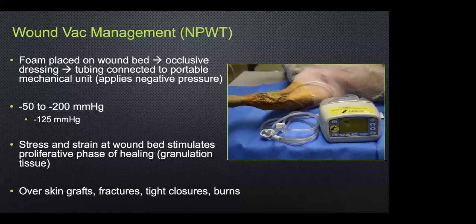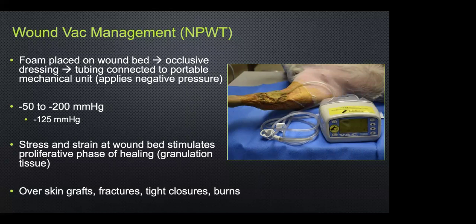A little bit on wound vac. This is also known as negative pressure wound therapy. So in general, the process is putting a foam directly on the wound bed and then a firm occlusive dressing over top. That is connected to tubing that applies negative pressure through this mechanical unit you turn on. You can have that set to anywhere between -50 to 200 millimeters of mercury. The average usage is about at -125.